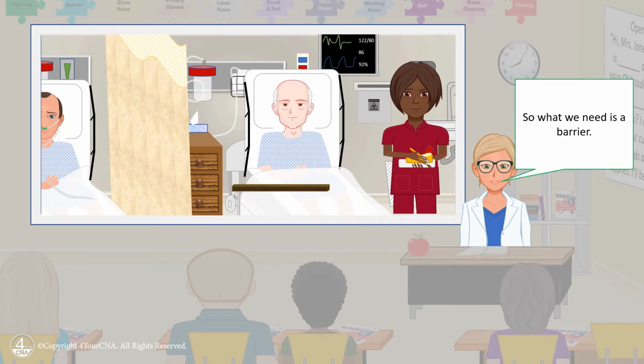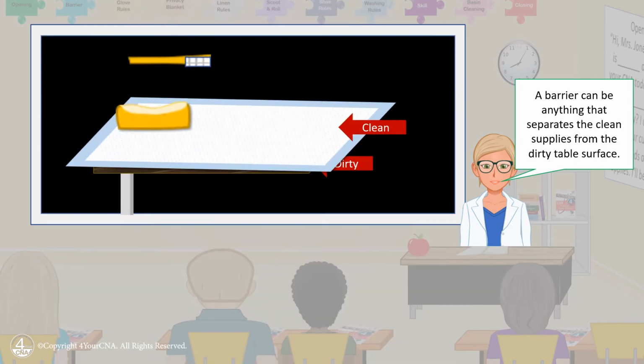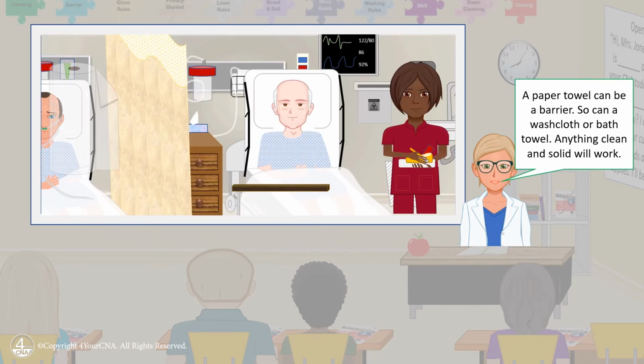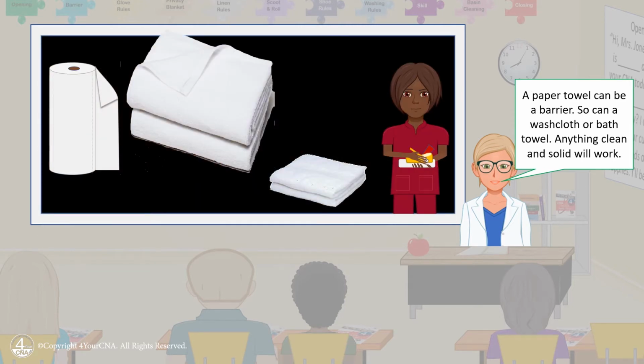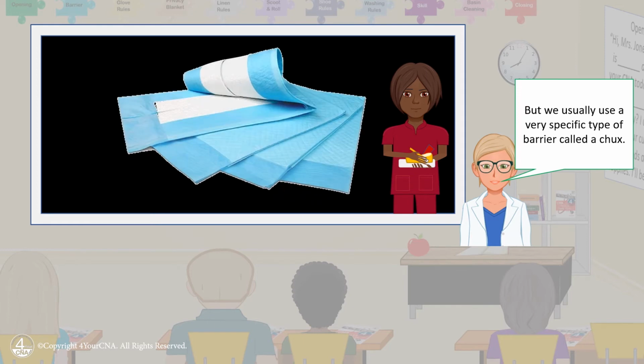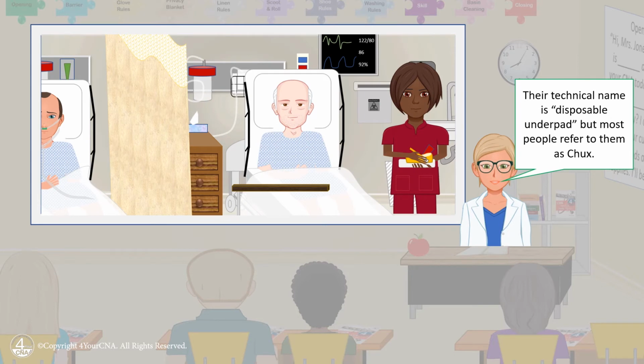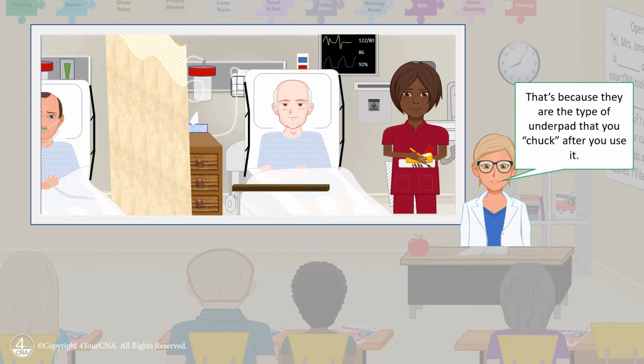So what we need is a barrier. A barrier can be anything that separates the clean supplies from the dirty table surface. A paper towel can be a barrier. So can a washcloth or a bath towel. Anything clean and solid will work. But we usually use a very specific type of barrier called chucks. Chucks are waterproof, absorbent, and readily available in clinical settings. Their technical name is disposable underpad, but most people refer to them as chucks. That's because they are the type of underpad that you chuck after you use it.